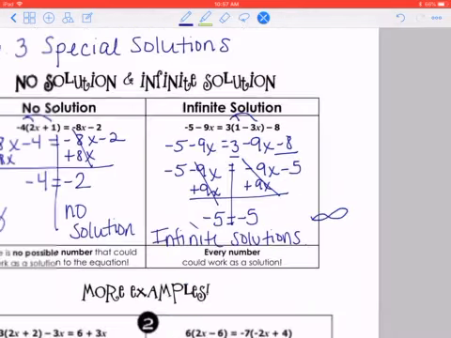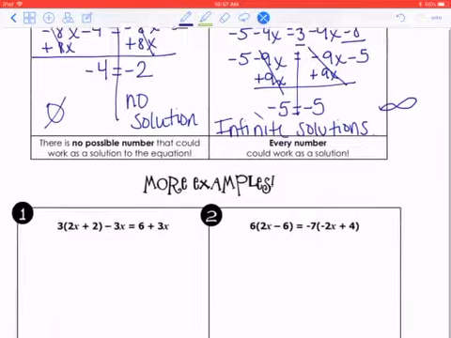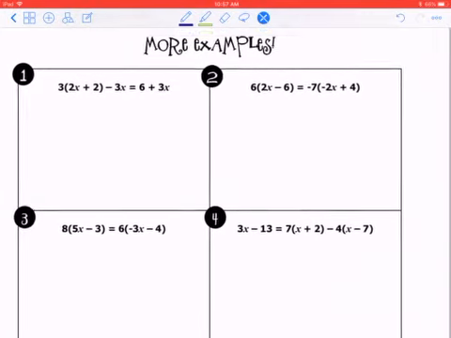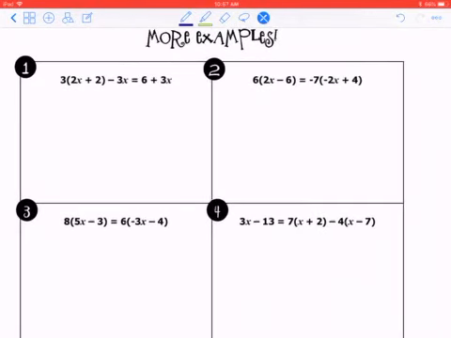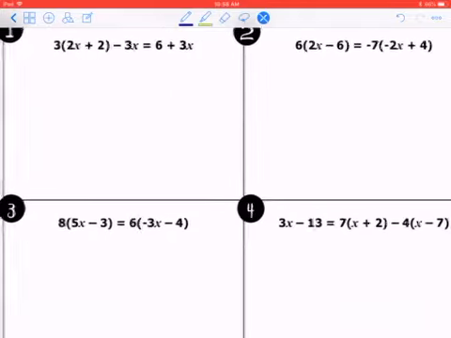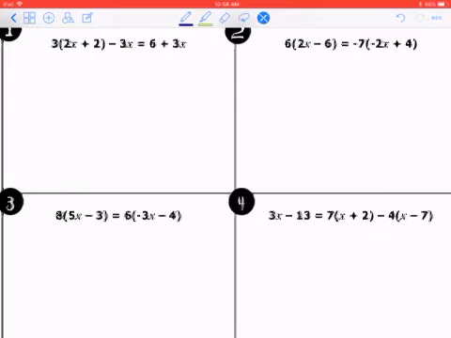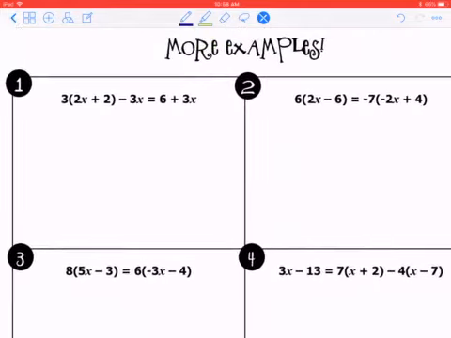Okay, so some examples on the bottom. A couple of these are no solution or infinite, and a couple of them are actually answers. So I plan on doing 3, and then you guys are in charge of doing one more. Okay, so number 1. Here we go, distribute. We'll have 6x plus 6 subtract 3x equals everything on the right.